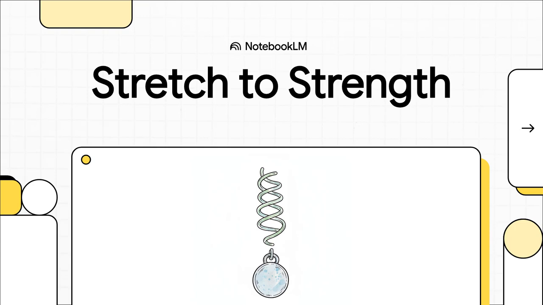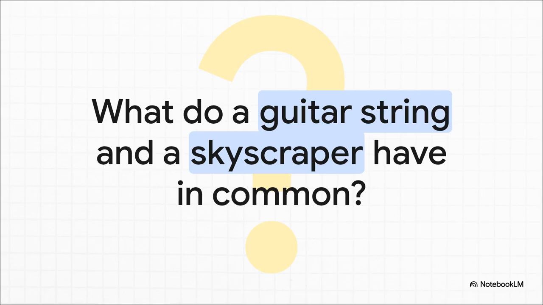Welcome to the Explainer. Today, we're going to dig into the hidden physics that dictates how everything, from a simple rubber band to a massive skyscraper, actually holds together. So, what do a guitar string and a skyscraper have in common? I know, it sounds like a riddle, but the answer is actually pretty straightforward. They both respond to forces in ways we can predict. And understanding that response is literally the key to engineering our entire world.